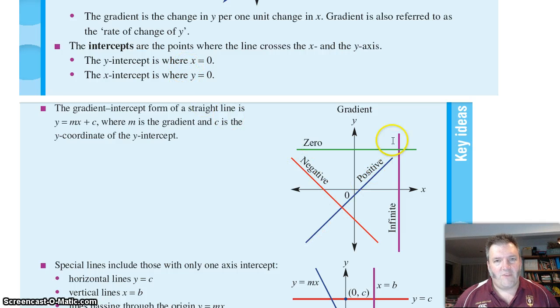Positive gradient, going uphill from left to right. If you're feeling positive about things, you're feeling up. Negative gradient, the red one there, downhill from left to right. If you're feeling down, you're feeling a bit negative. That sort of makes sense.